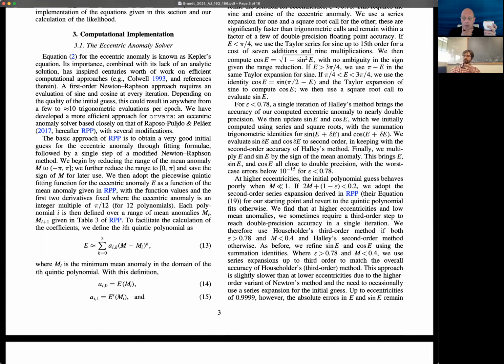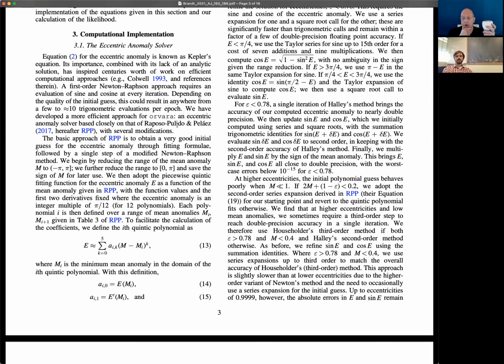Okay. If you're willing to give that factor of a couple, it allows you to use series expansions for trig functions that you might not otherwise be able to use. And it allows you to use a certain definite number of steps of a Newton-Raphson iteration.